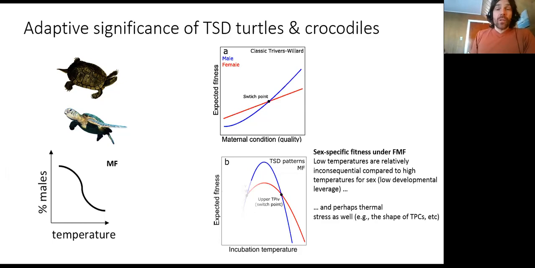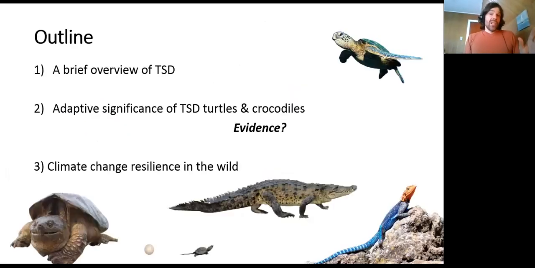So these low temperatures are relatively inconsequential compared to high temperatures with respect to sexual differentiation, because they have low developmental leverage. Also, I'm going to show you some evidence that these low temperatures have less of an effect on fitness than an equivalent deviation into warmer temperatures. So that's how I think we can reconcile the MF pattern with this Trivers-Willard idea. It's just that these low temperatures have low developmental leverage and don't actually influence sex very much, and so they just get lost.